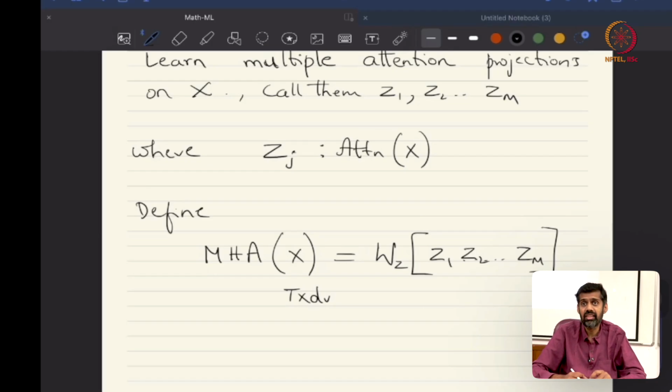Can we take an individual attention head dimension as dV by n, then concatenate? That also can be done, but this is how it is done. You concatenate and then project. This is how it is done. Okay. So this is multi-head attention.